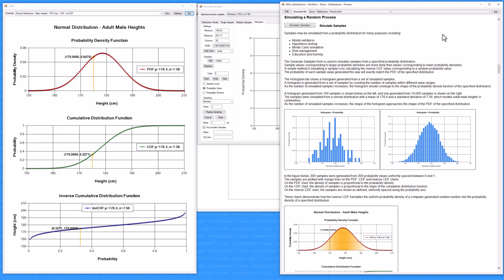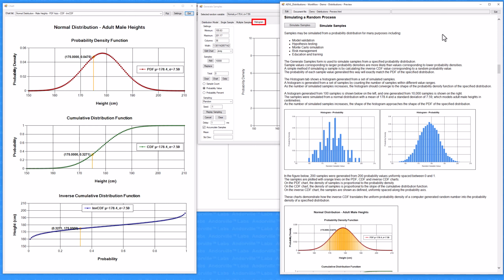Sample values corresponding to larger probability densities are more likely than values corresponding to lower probability densities. A simple method of simulating a sample is by calculating the inverse CDF value corresponding to a random probability value. The probability of each sample value generated this way will exactly match the PDF of the specified distribution.